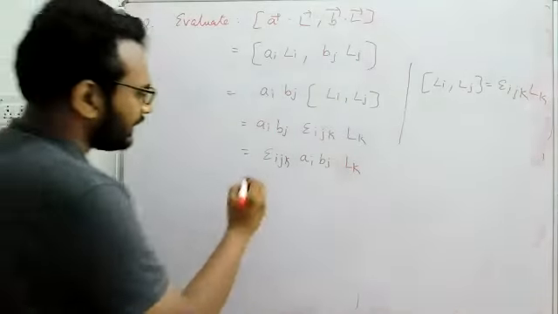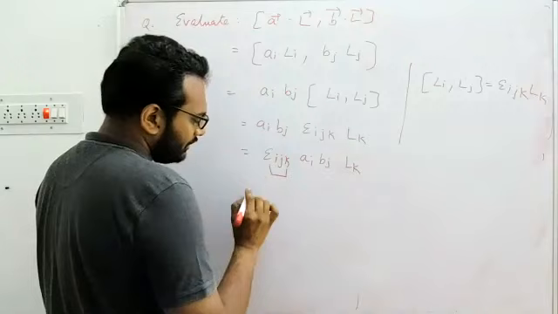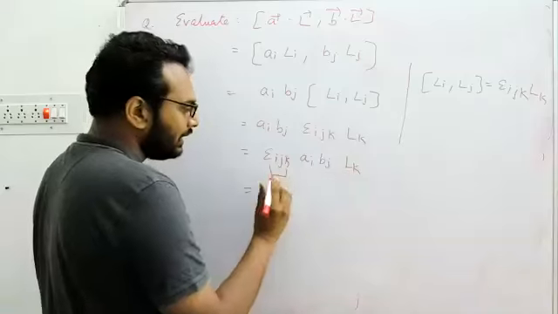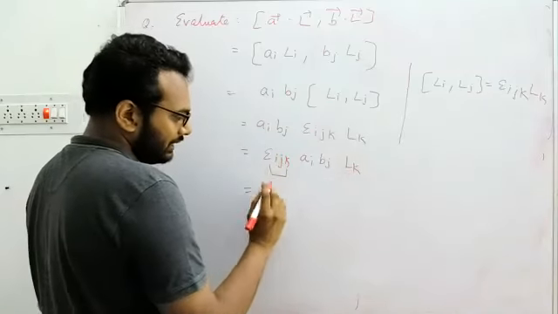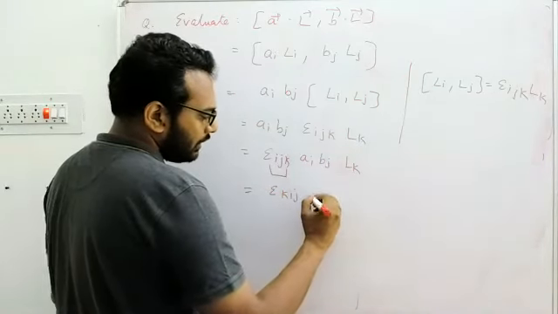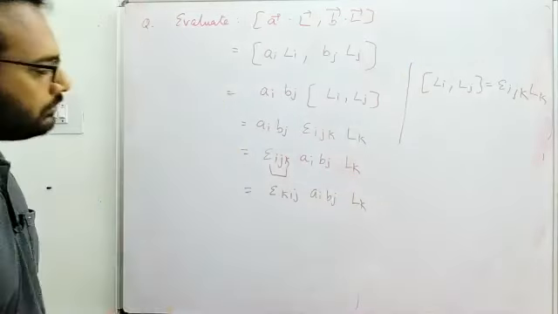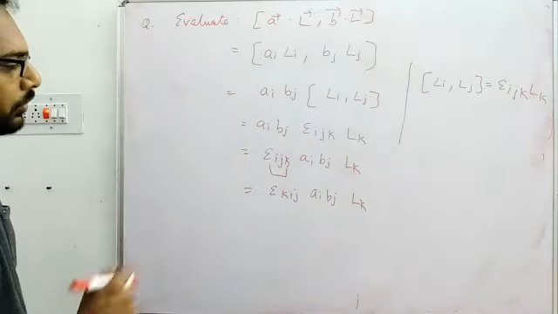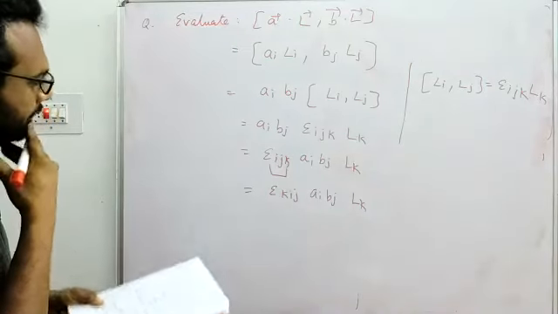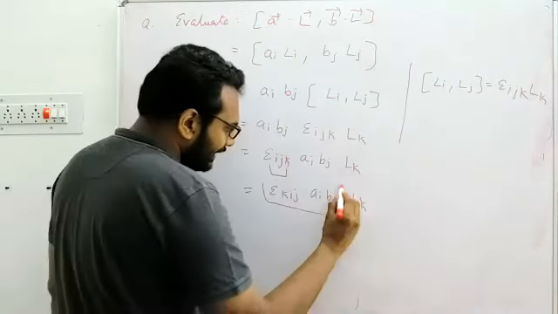There are different ways in which we can write this using the property of the Levi-Civita symbol. I can bring this k here. Because I'm making two interchanges, there's no extra minus sign. So this is equal to epsilon kij Ai Bj Lk. It depends on what options you are given.